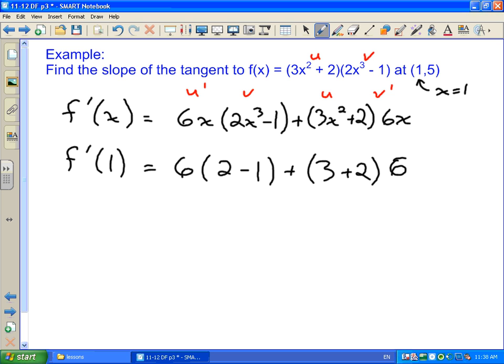So in this case, subbing in the x equals 1 at the beginning, I don't have to worry about all my exponent rules and collecting my like terms. So I can start simplifying, keep simplifying here. I get 1 in there. I get 5 times 6. So I'm going to have 36 here.